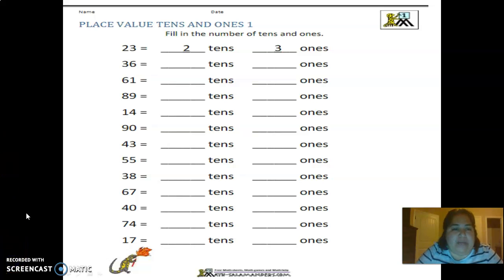Okay, so now, Joanna, what you're going to do is you're going to work on the problems. Here's one example also. Number 23, and the 3 is in the ones and the 2 is in the tens. So that's the way you're going to do it for the following problems. And once you finish this worksheet, we're going to go on to the next one.